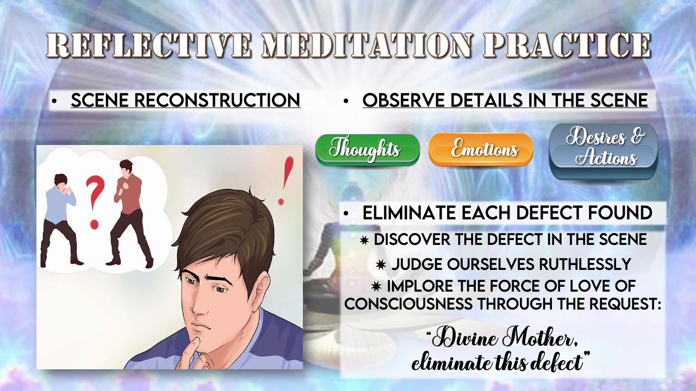As you observe the scene, try to discover each small detail of the defect that manifested. Observe what was happening in your mind, in your emotions, and in your actions. In your sexual center, for example, all the tensions, sensations that you experience. And if at some point you feel that you are no longer discovering new details, remember that you can ask yourself deeper questions using, for example, why?